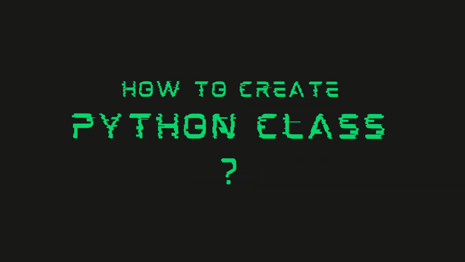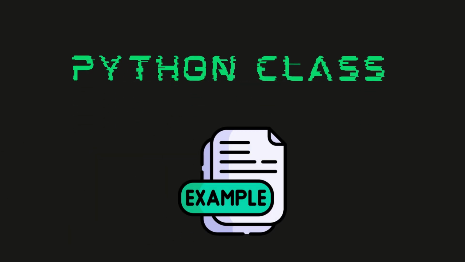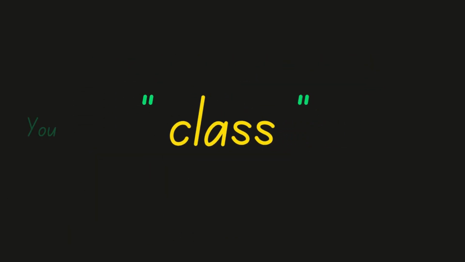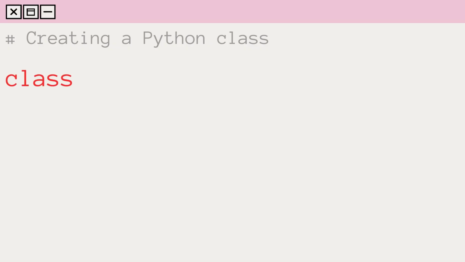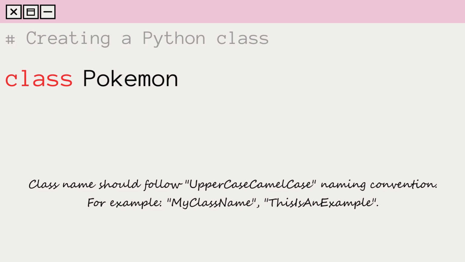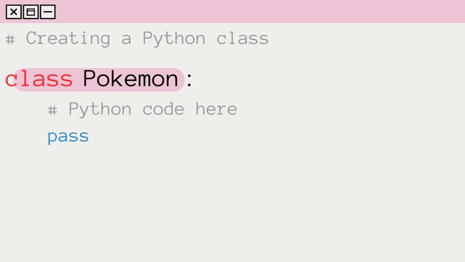How can you create a class in Python? Let's understand with an example. Python has a keyword named class. You need to use this keyword to create a new class. You need to specify class, a space, and then a name for your class, and at the end, a colon. This indicates the beginning of the class definition block. Here's a simple Pokemon class for you.